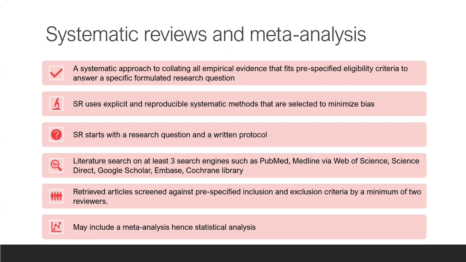There's a literature search. The literature search should be performed on at least 3 search engines like PubMed, Medline, Science Direct, Google Scholar. So you need to use at least 3 search engines. And ideally, the literature search should be done by at least 2 reviewers in a systematic review. It may include meta-analysis, in which case it's called systematic review and meta-analysis, and you will need to do some statistical analysis in that case.